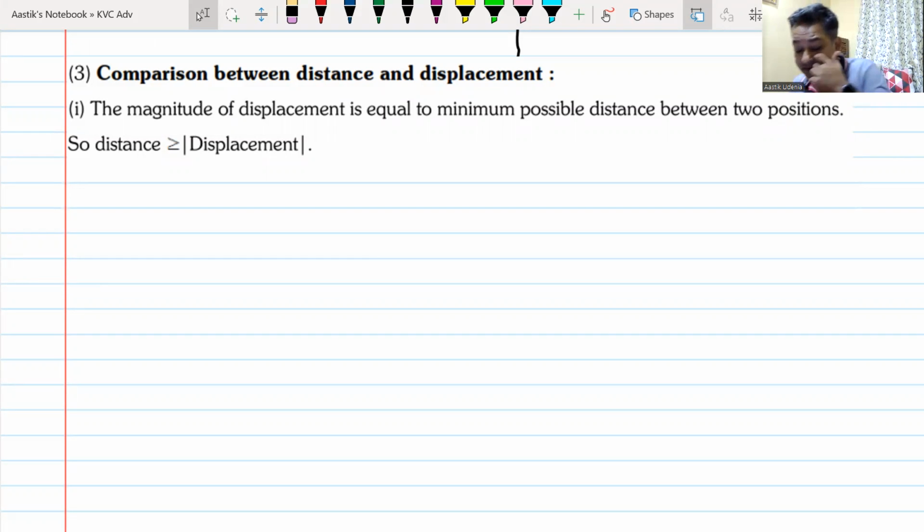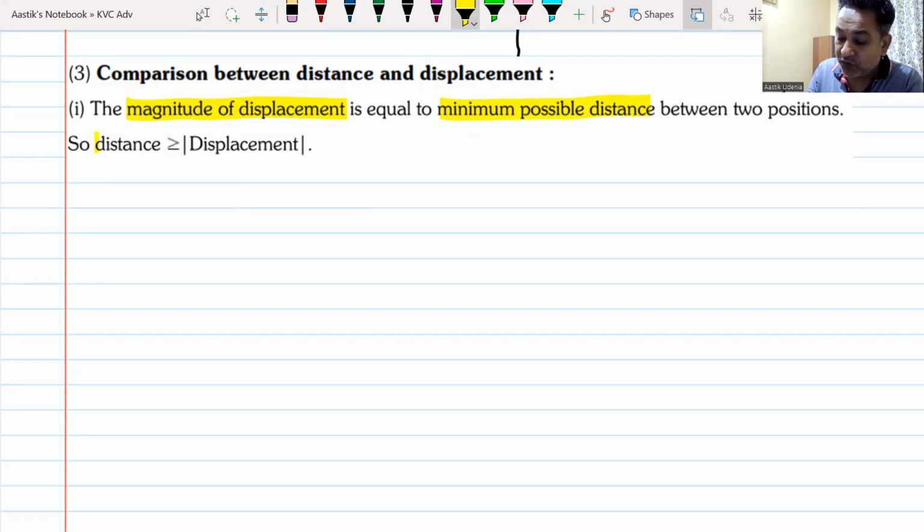The first comparison is like this. The magnitude of displacement. Do we understand the meaning of the term magnitude of displacement? It is equal to the minimum or the shortest distance. Therefore, your distance traveled will always be greater than or equal to the magnitude of displacement. We understand this? Yes, sir.